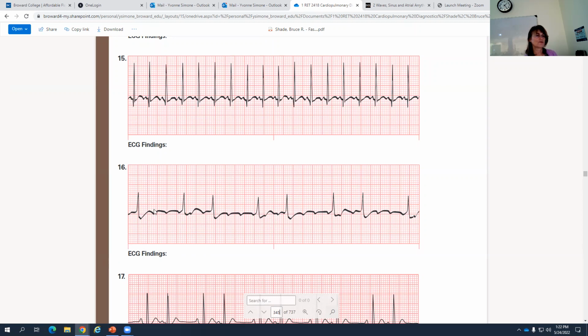I'm seeing lots of P waves and it's irregular. So lots of P waves, atrial flutter. Yeah. Page 319, number 49. This might be a dumb question.